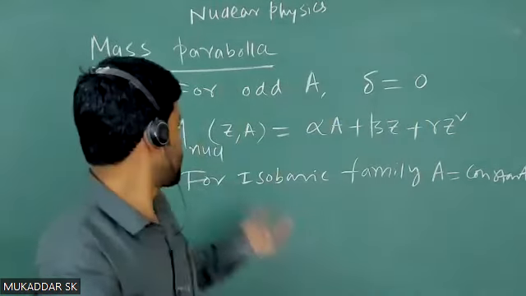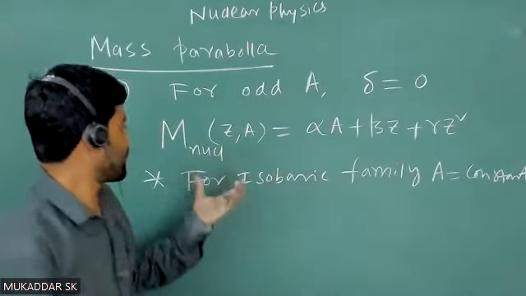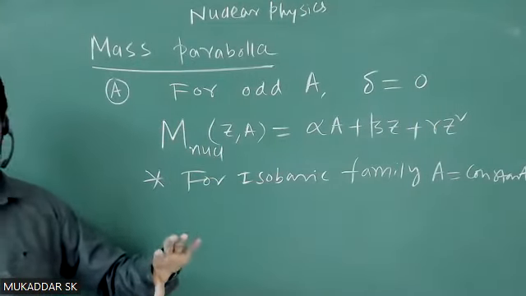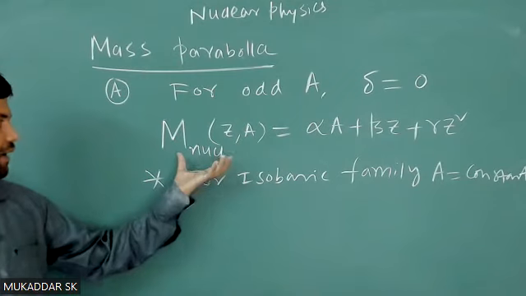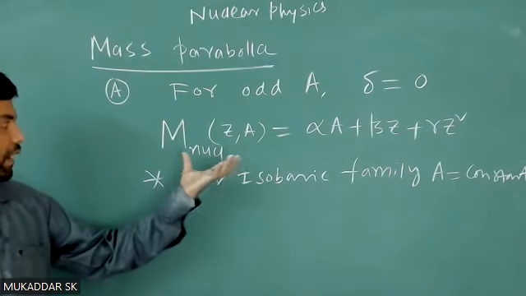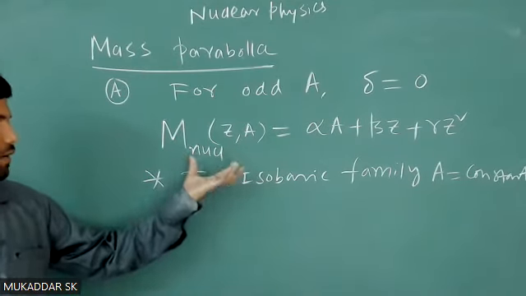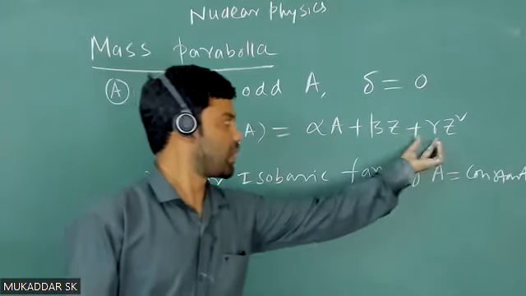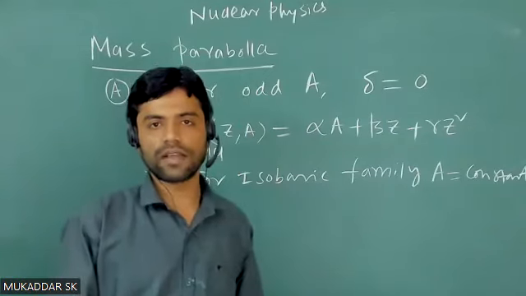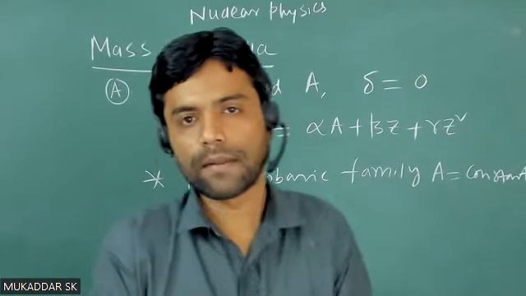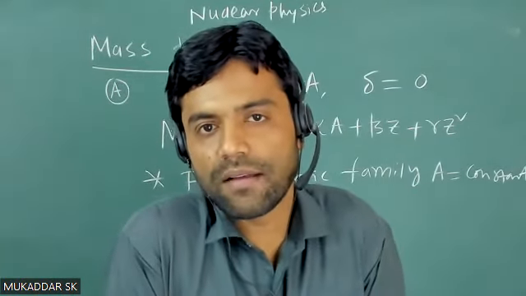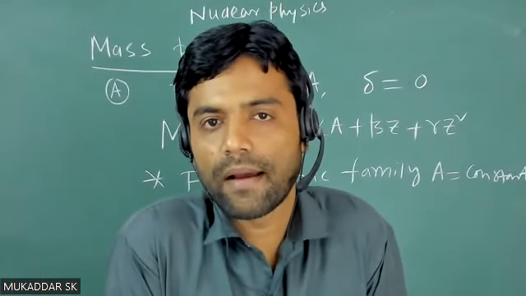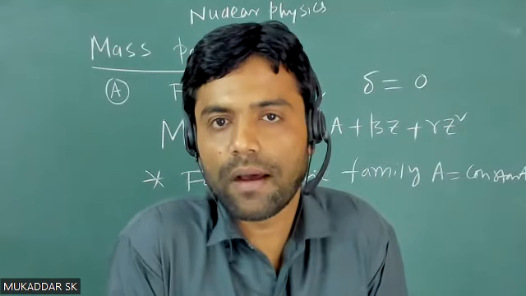है ना? So I can represent, अगर इसको मैं y assume करूंगा और z को मैं x assume करूंगा, so I can write, I can represent that y is some constant plus beta x plus gamma x square. तो किसका इक्वेशन है? Nuclear mass is variable, that depends upon atomic number for isobaric family.